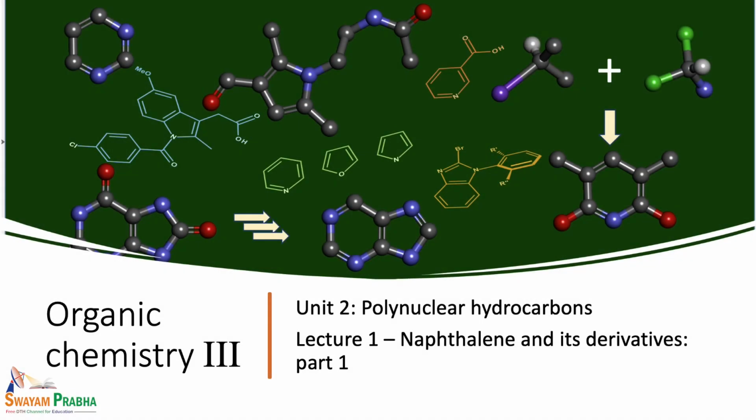Welcome to the next session on Organic Chemistry Paper 3. In Unit 2, we are going to study about polynuclear hydrocarbons. In Lecture 1, we will be studying about naphthalene and its derivatives, Part 1.